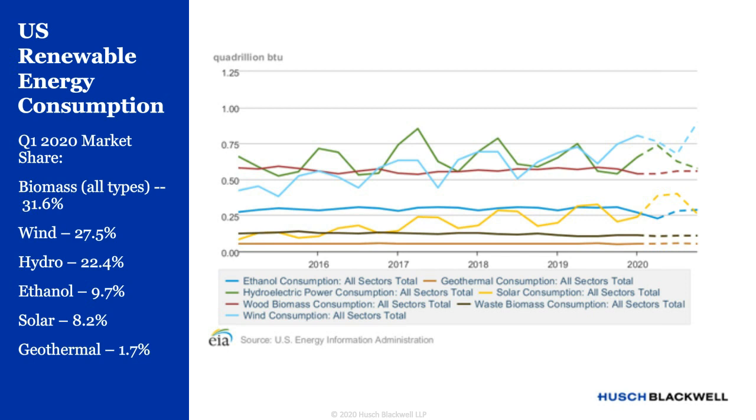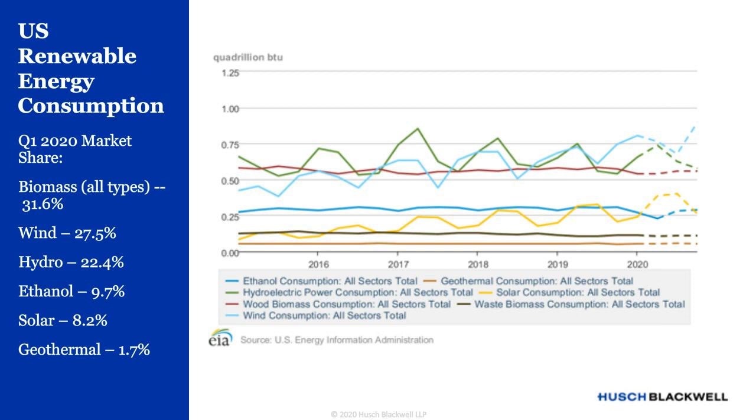Hydro is also doing very well in terms of overall consumption. There are ups and downs on a year-over-year basis, but the trend line is pretty steady. Then you have wood biomass, which is the dark red line there, nuclear, and solar, the yellow line, which you can see really starting to trend up.